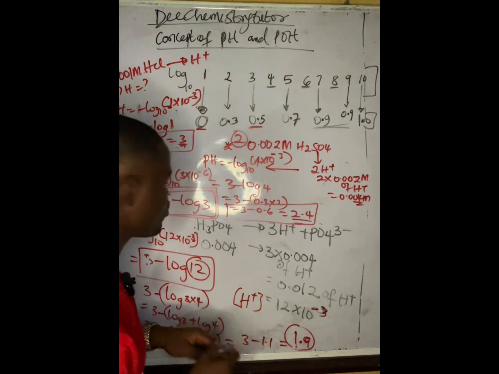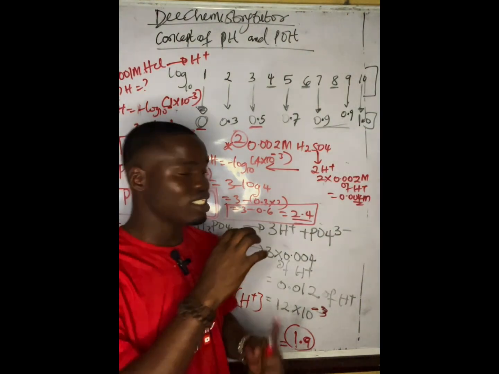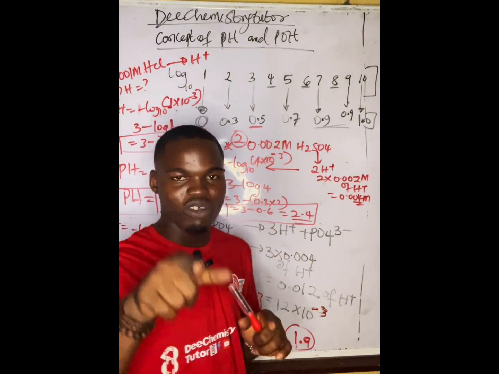Calculate for 0.003 molar H2SO4. What is the pH? Drop the answer in the comment section. So that is the concept. If you know this, you are a bit ahead of your colleagues.